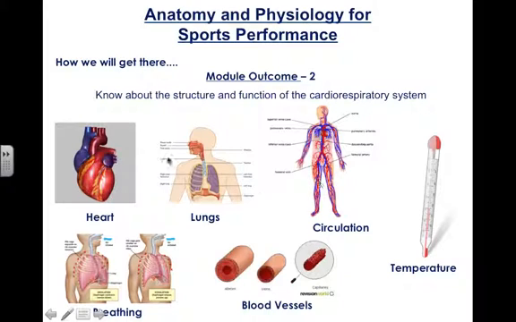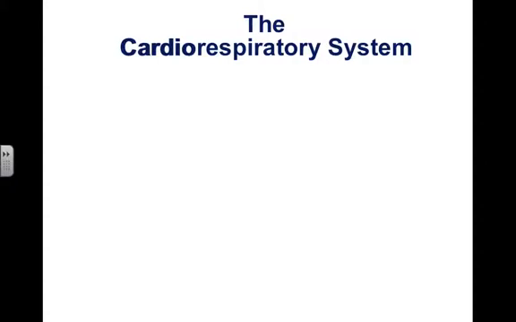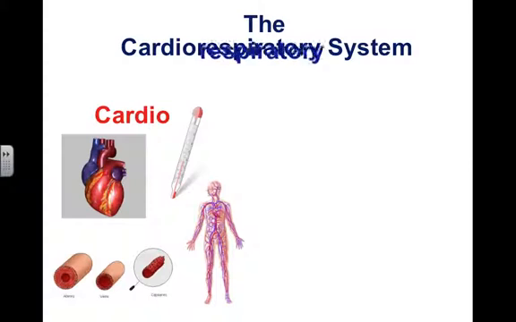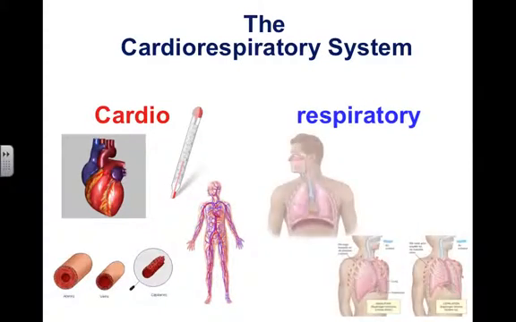Obviously, we'll be moving forward back to the cardiovascular and respiratory system. So it's called the cardiorespiratory system. The cardiovascular system obviously involves the heart. We've already looked at the blood vessels, about temperature, about the circulation. We're going to be looking at the lungs and breathing today. So as it says, there's the cardio section, and here's the respiratory.